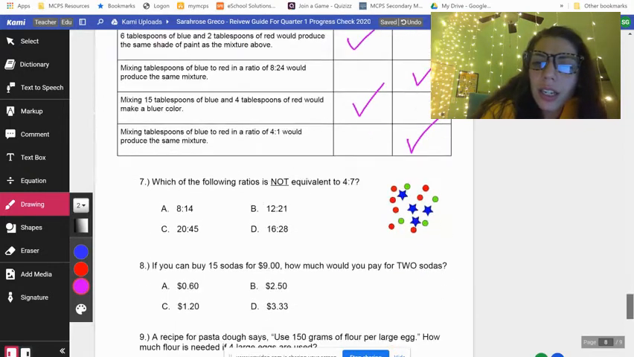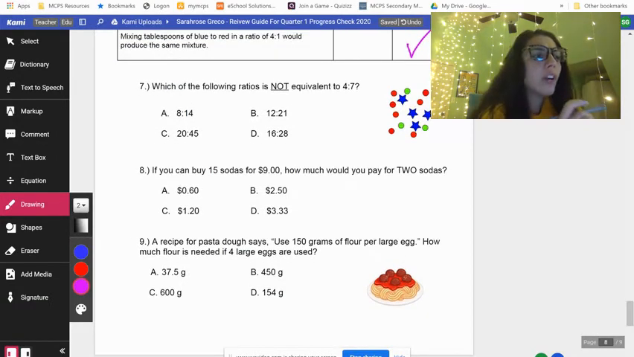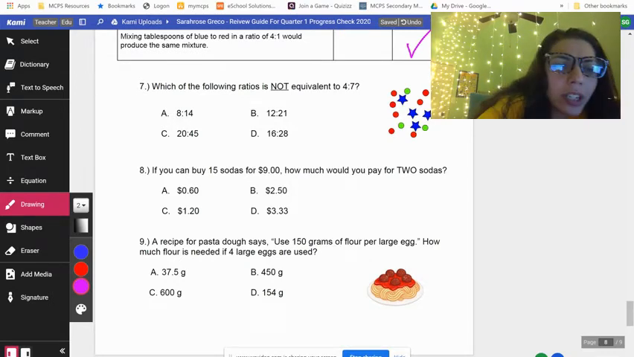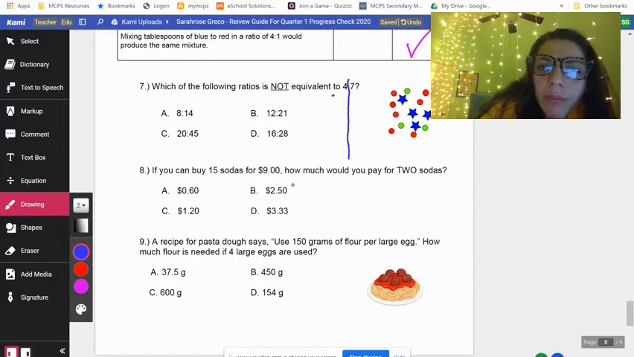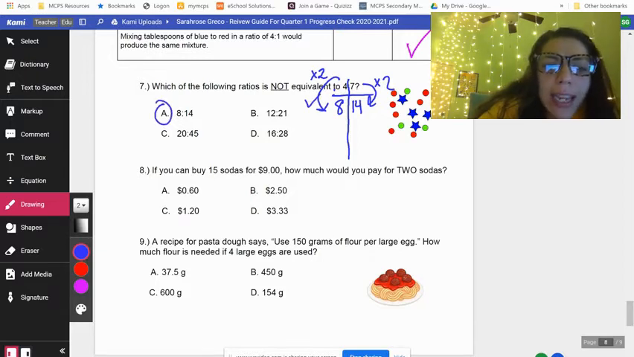All right, let's continue. Almost done. Number 7. Which of the following ratios is not equivalent to 4 to 7? Okay, I'm going to continue my little ratio table, drawing it right through the colon. 4 to 7. So let's do 8 to 14. I would multiply 7 times 2. That's true. And is 4 times 2 8? It is. That's true. So A is equivalent.